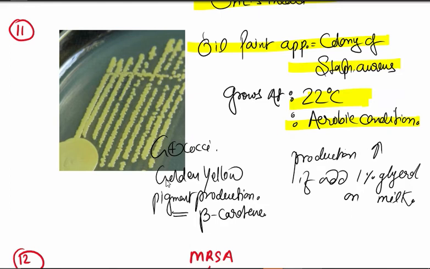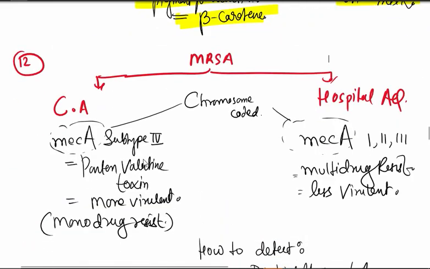This is gram positive cocci, and it produces golden yellow pigment due to the beta carotene, and its production gets enhanced if we add 1% glycerol or milk.